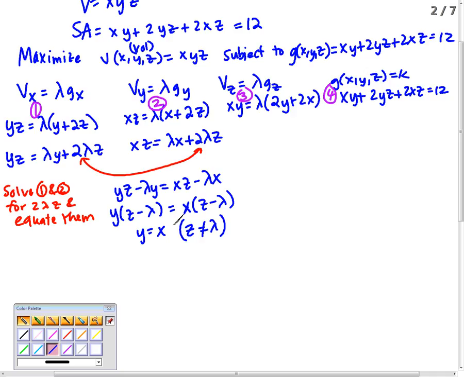Otherwise you're multiplying by 0, right? 0 times anything is 0. It's a moot point. Do y'all see that? So y equals x. That's wonderful. That'll help me clean up a whole bunch of other things, right?